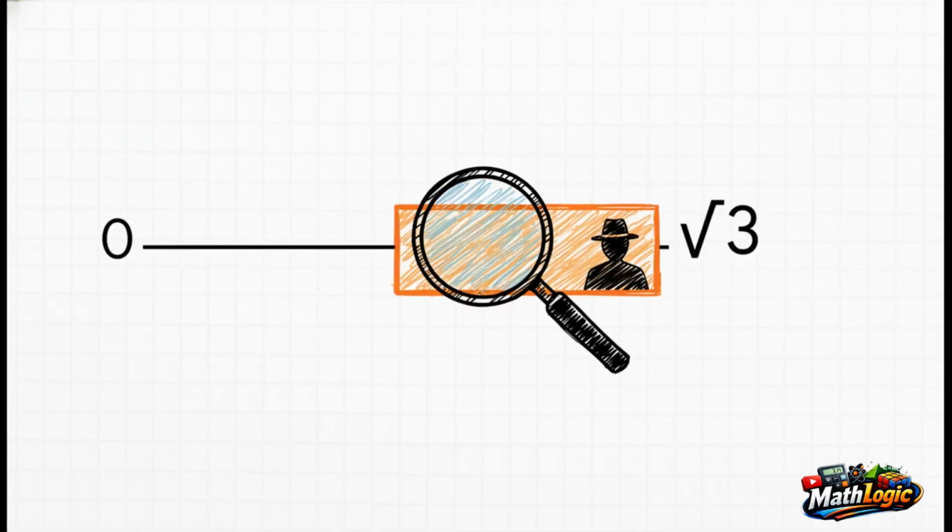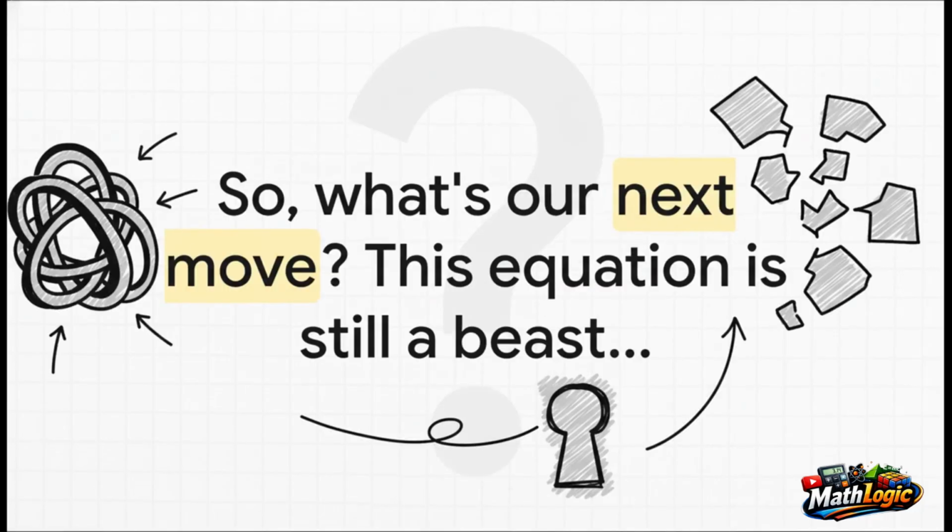So, after our initial investigation, this is what we've got. We now know with absolute certainty that our culprit x is hiding somewhere between 0 and the square root of 3, which, by the way, is about 1.732. This is a huge breakthrough for us. We've taken this infinite number line and shrunk it down to a tiny little neighborhood. Okay, so we've taped off the crime scene. We know where our solution has to be.